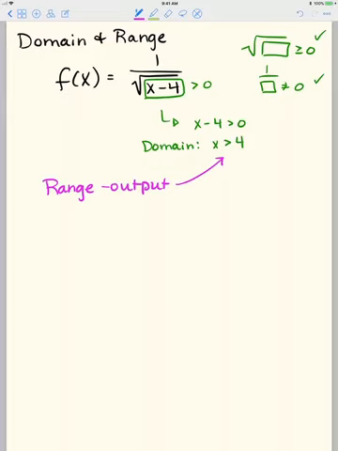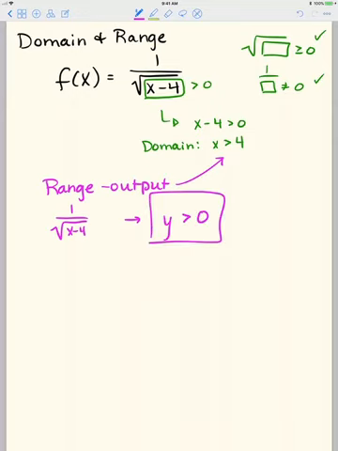So for this equation, it can't be 0. There's no output that would ever make 1 over the square root of x minus 4 actually equal 0. But every output that we could possibly get will be greater than 0. And that is the range for this question.